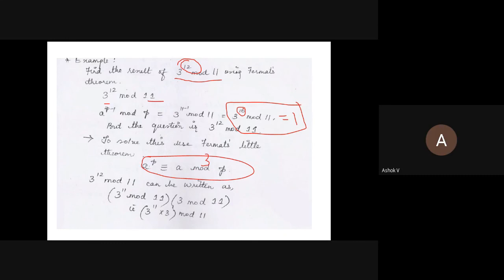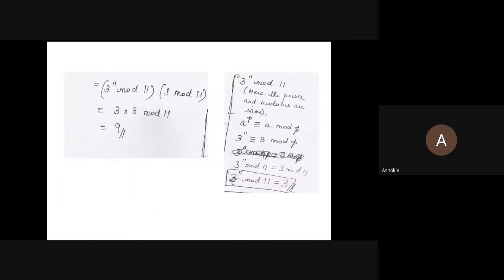So what if A is not divisible by P? 11 is not divisible by P. Then 3 power 11 mod 11 will always yield the result as 3. So we are dividing this exponent: 3 power 11 mod 11 into 3 mod 11. The 11 plus 1 will be 12. So 3 power 11 is converting to 3.